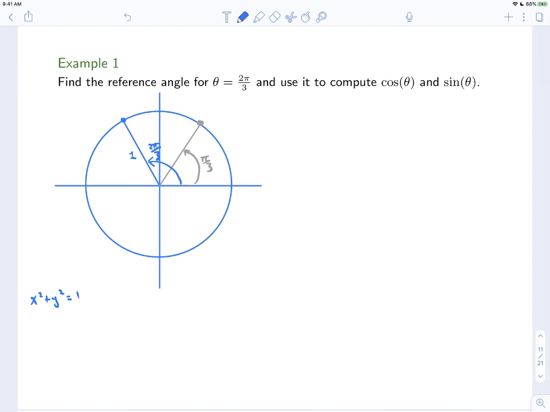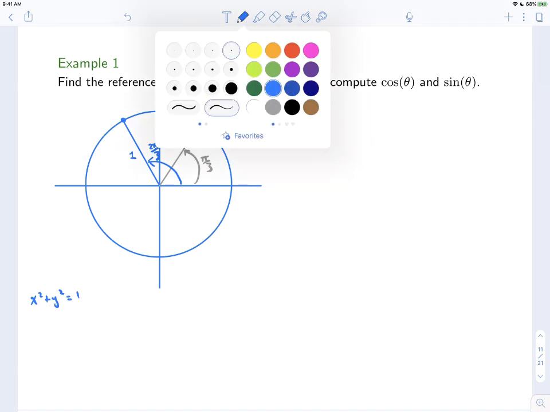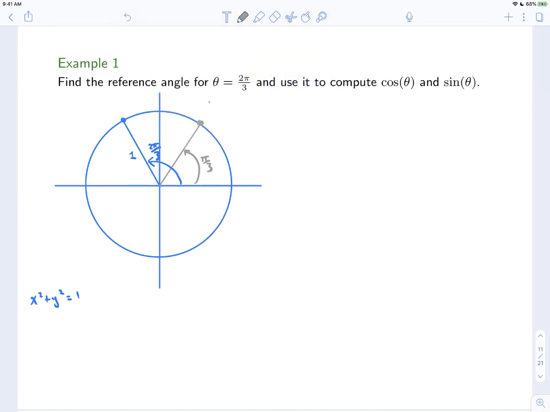Okay, now the reference angle is pi over 3, and we know the value of sine and cosine of pi over 3. We've already computed that. So this is the one where x is 1/2 and y is the square root of 3 over 2. So this is 1/2, and this is the square root of 3 over 2. So that's for the reference angle.